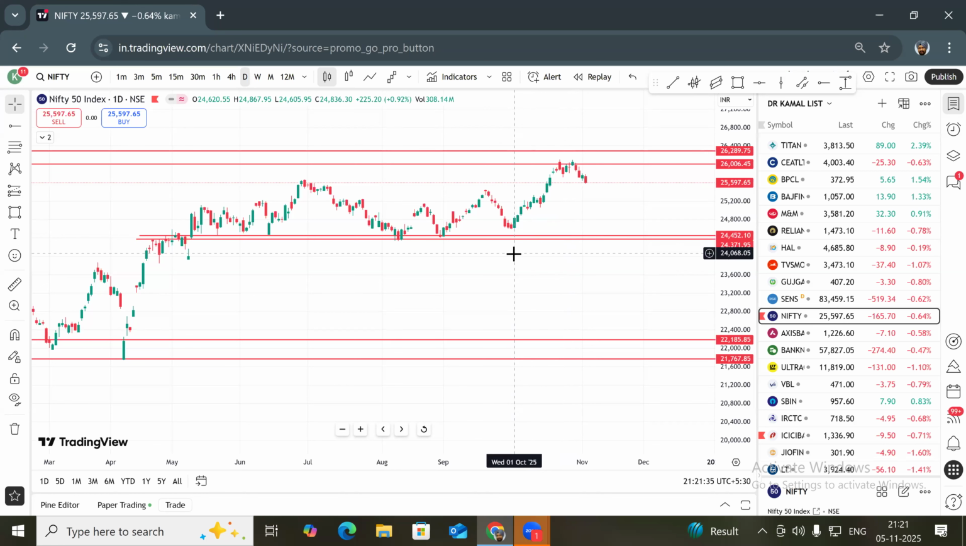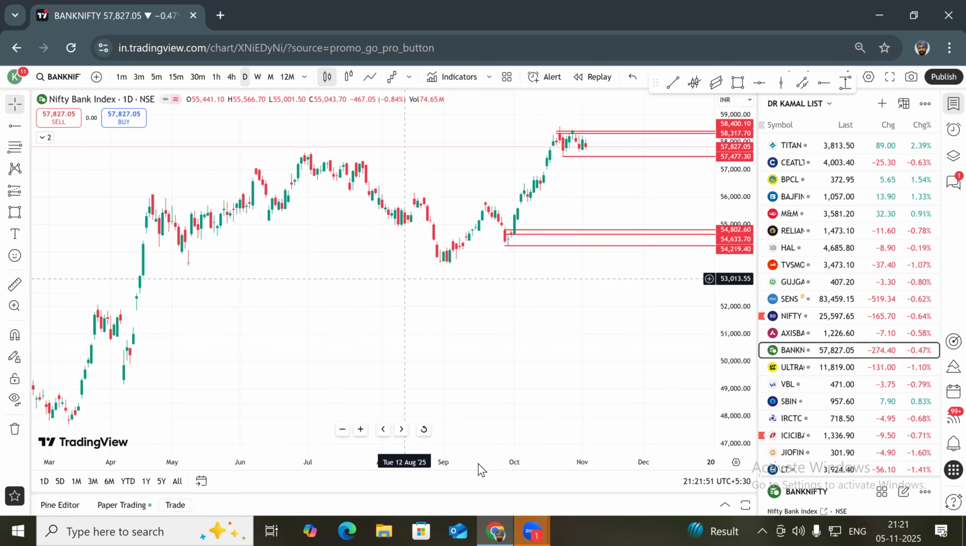I'm sure 50% of you have not got how to mark support and resistance. I'm being very honest on it. Everyone is watching on mobile, so I will come with an even simpler method than this. So now I will ask you to mark for Bank Nifty.